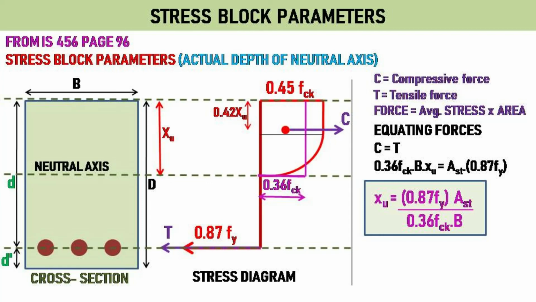Similarly, tensile force, T, is equal to average stress times area. T is equal to 0.87 fy times Ast. By equating both forces, we get 0.36 fck times b times xu is equal to 0.87 fy times Ast. By rearranging the terms we get xu is equal to 0.87 fy times Ast divided by 0.36 fck times b. This is the equation for the actual depth of neutral axis.